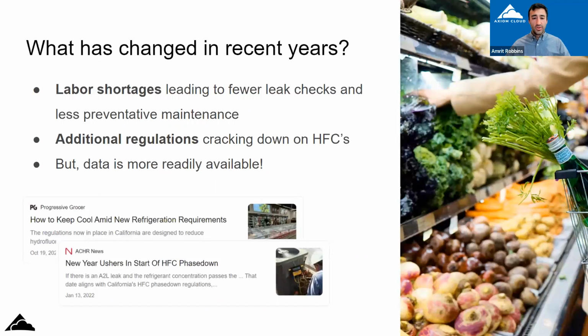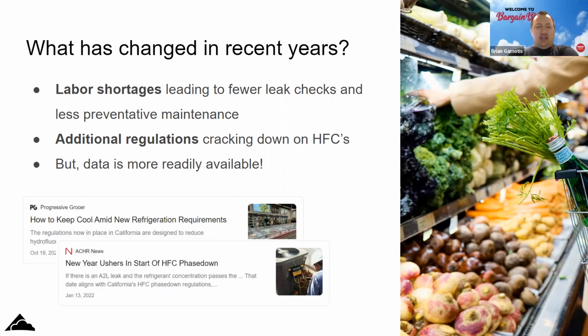So what has changed in recent years? One is the 2019 AIM Act authorized the EPA to regulate 20 HFCs and will lead to a 15-year phase down period across all industries. Obviously, then there's the labor issue. So Brian, how have the labor shortages, in-house employees and technicians, impacted how you think about refrigerant and leak detection?